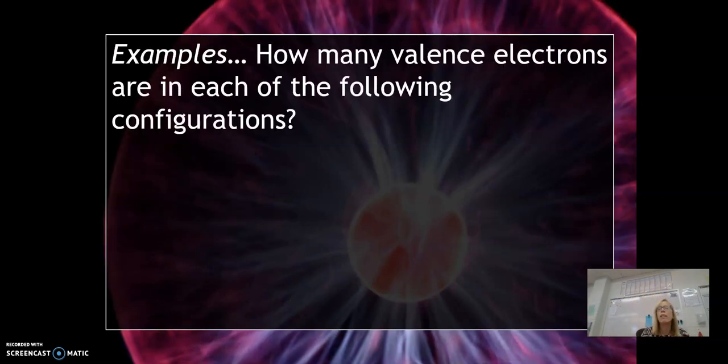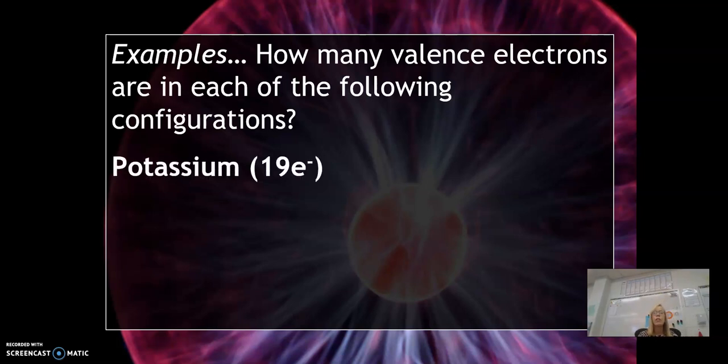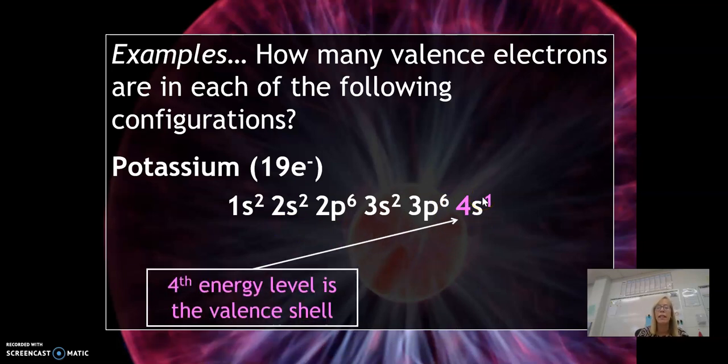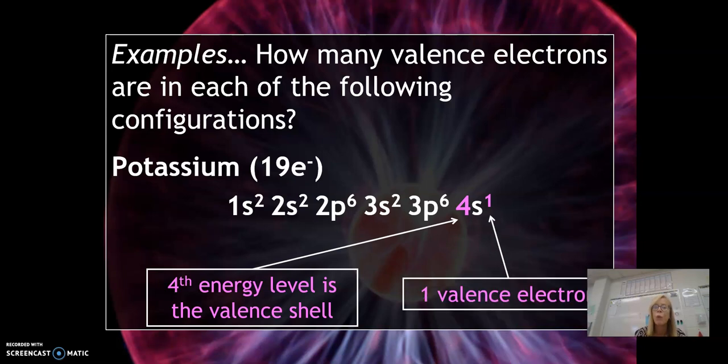So how many valence electrons are in each of the following configurations? You ready? Here's potassium. Potassium has 19 electrons. And if you look at the electron configuration of potassium, our highest energy level is 4. And so there's 1 electron. So potassium has 1 valence electron. The 4th energy level is the highest, so it's the valence shell, and there's 1 valence electron.